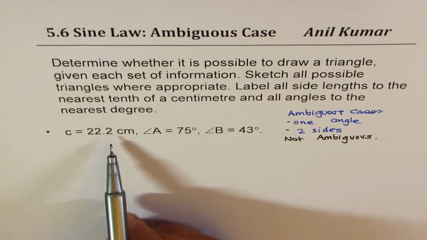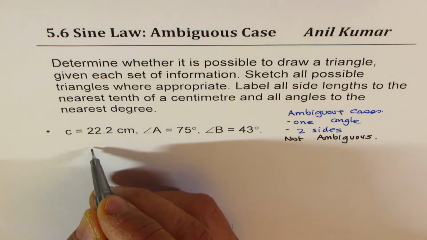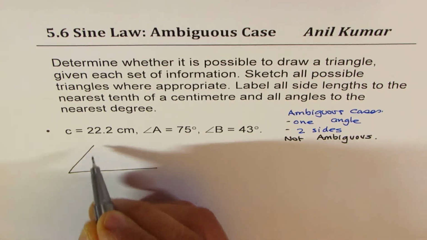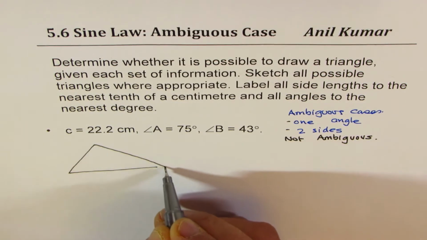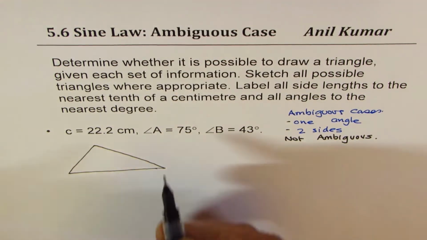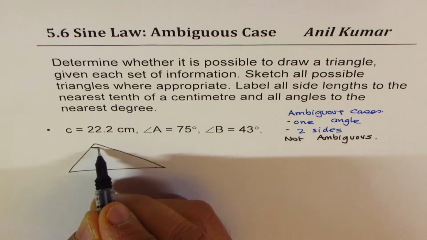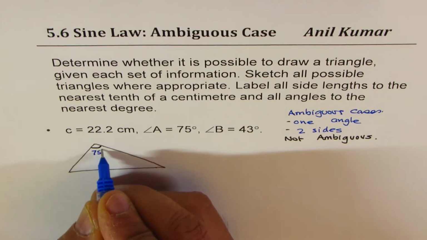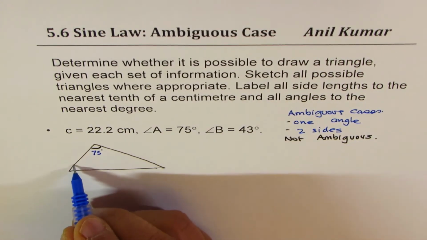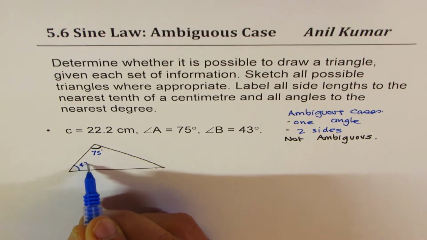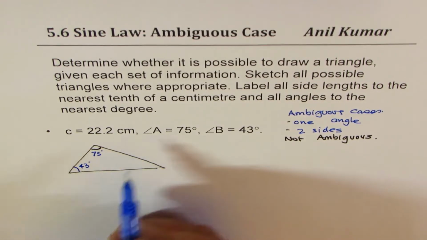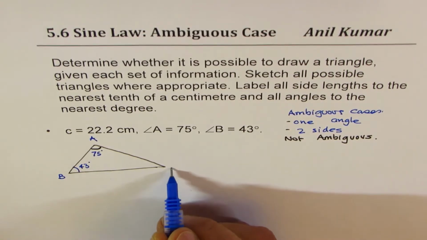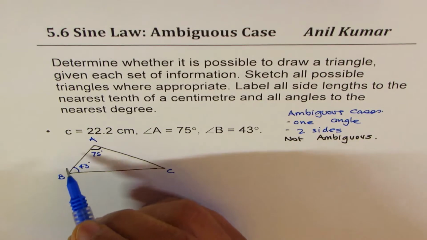So side c is given to us and two angles. Let's sketch a triangle, correct? So let's just make a triangle. It doesn't really matter where we write what. But if we write 75, that seems to be the big angle. So let me write this angle as 75 degrees, and then we have 43, that seems to be smaller than that. Let me write 43 degrees here. Angle A is 75, B is 43, C is the other vertex, and opposite to C is 22.2.